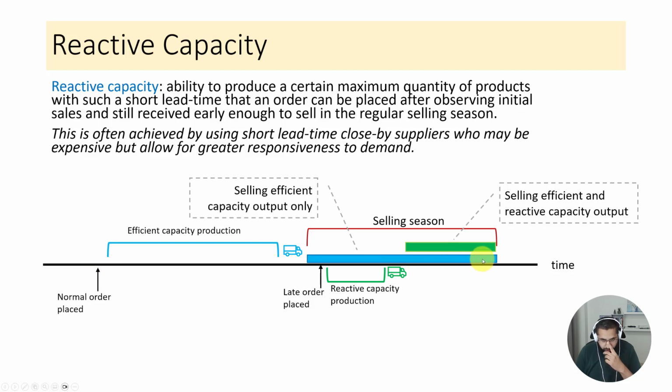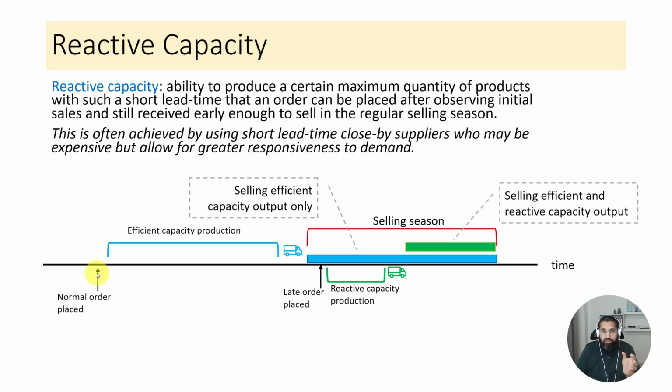So look at the picture on the slide. The black horizontal line is time. So on the left is the time, proceeding from left to right. So the first event that happens is you place a normal order with your regular capacity.